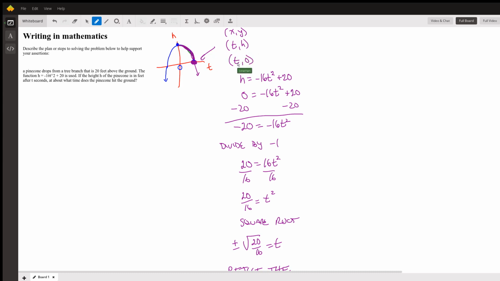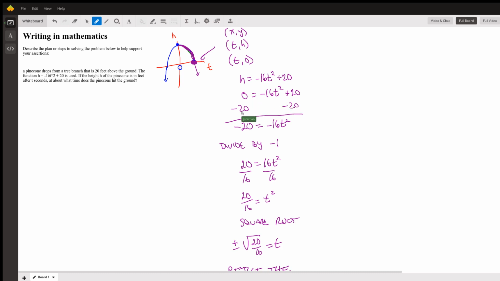We are looking for the time when our height is equal to 0. They gave us this formula, h equals negative 16t squared plus 20. We are looking for the t when h equals 0. So I substituted h with a 0. Now we have to solve for t.